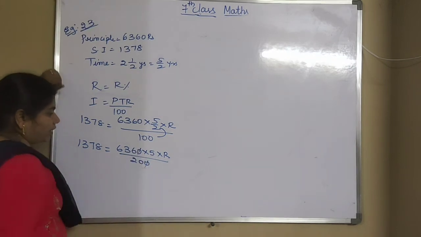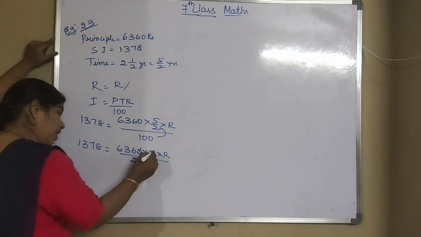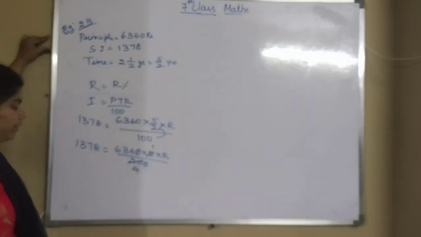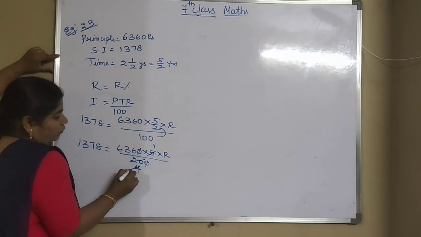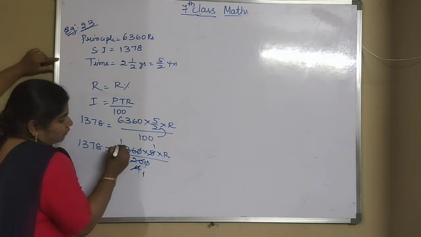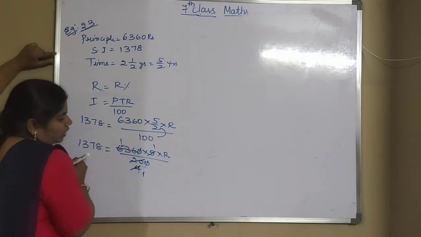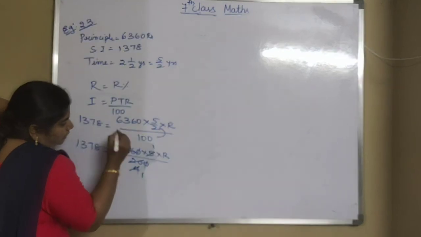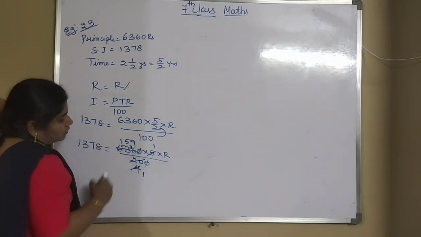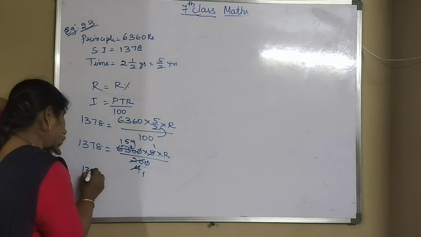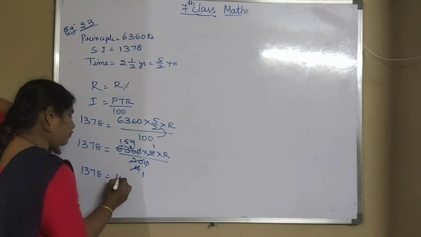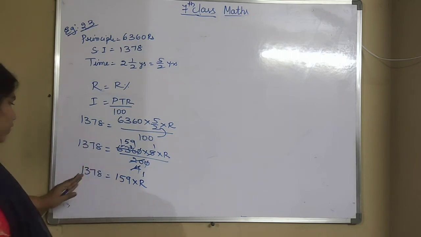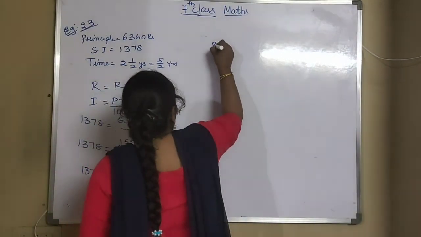The 0 0 will get cancelled. 5 ones are 5, 5 fours are. So we can cancel in 4 table again. 4 ones are 4, 2 will be remaining. 4, how many times you can take? 4 5s are 20, 3 will be there. 4 9s are 36. So 1378 is equals to 159 into R. Okay, now transpose 159 to the other side. So R is equals to 1,378 by 159.